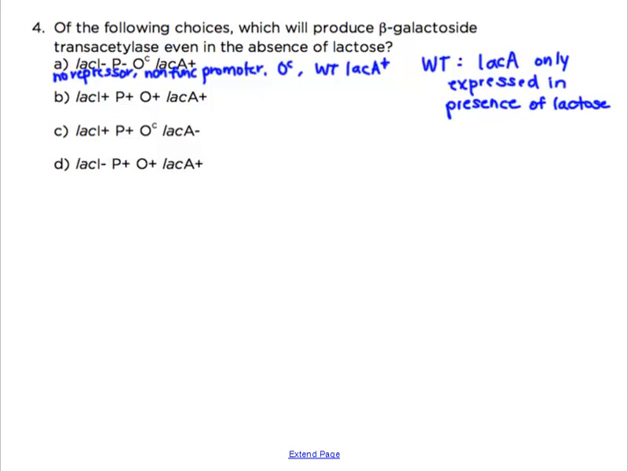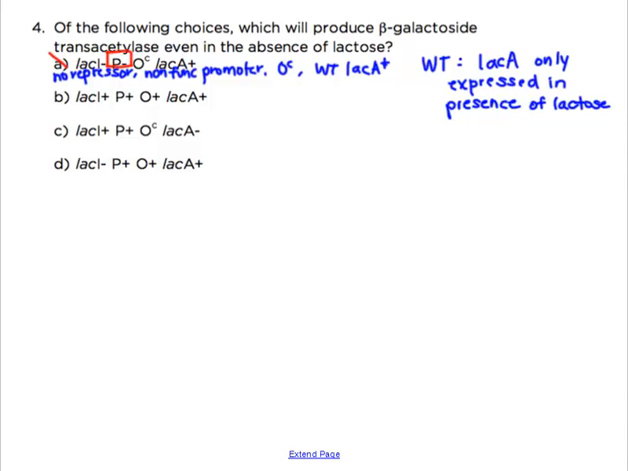But the problem here is the non-functional promoter. So because of this, and this is a cis-acting product, even if you put a different copy of the operon in there, it wouldn't fix it because this promoter is cis-acting, which means that this LAC-A product will never be expressed. So A is not our answer.